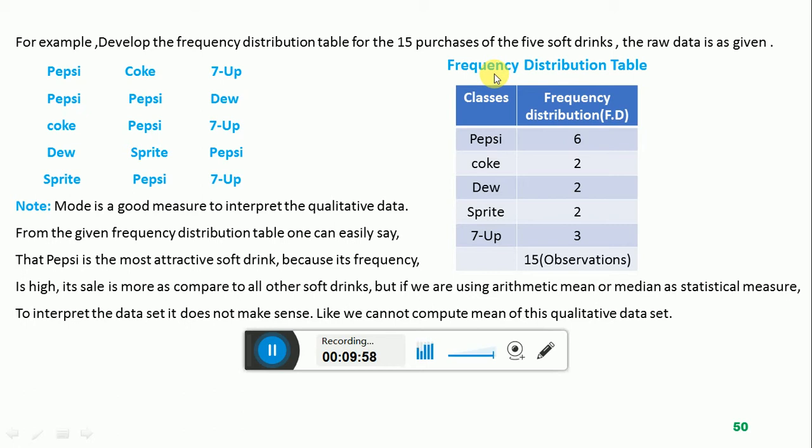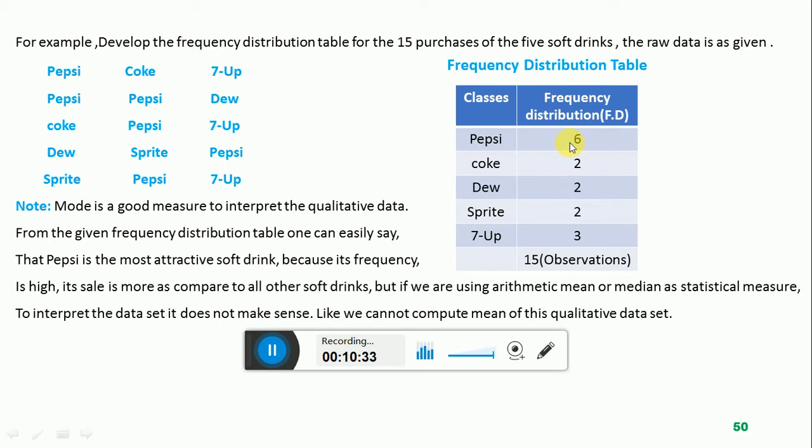to make the data easy to read, easy to understand. Now the first column of the frequency distribution table represents the 5 different soft drinks, meaning 5 different classes like Pepsi, Coke, Dew, Sprite and 7-Up. The second column defines the frequencies of each class. So from this frequency distribution table, one can easily interpret this given raw data set: Pepsi's frequency is 6. 6 is the largest frequency of the entire data set.